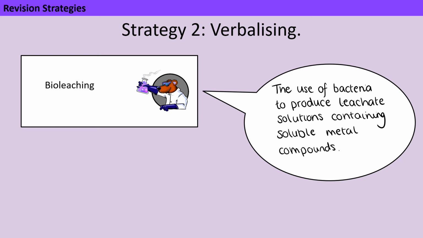The second really useful thing you can do when learning definitions, which people often don't think about, is actually saying them out loud. Doing this often helps you to take the information in better than just reading it silently in your head, and it also allows you to start to put some emphasis on key words, and that often makes it a bit more memorable. So rather than just reading silently in your head the use of bacteria to produce leachate solutions containing soluble metal compounds, when you say it out loud, it's more likely to come out as the use of bacteria to produce leachate solutions containing soluble metal compounds. And so because you're emphasising those words, it just helps you to remember them a little bit better.